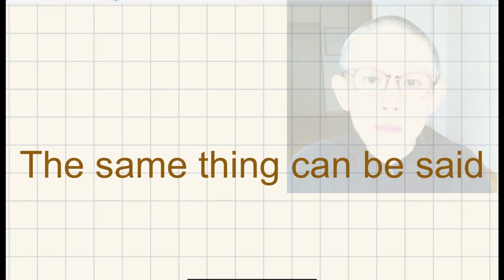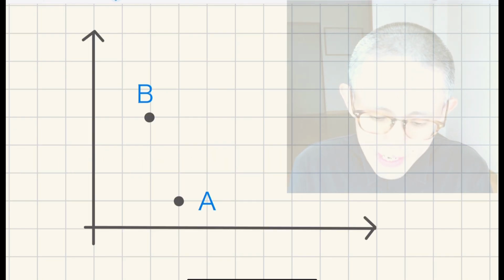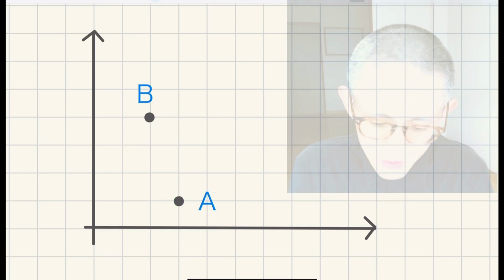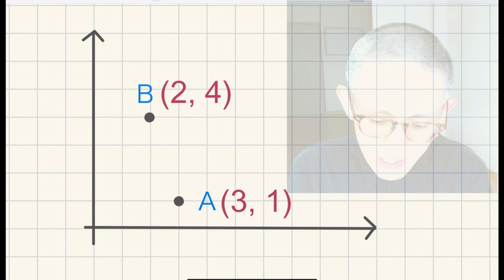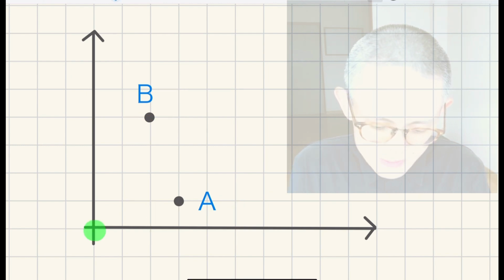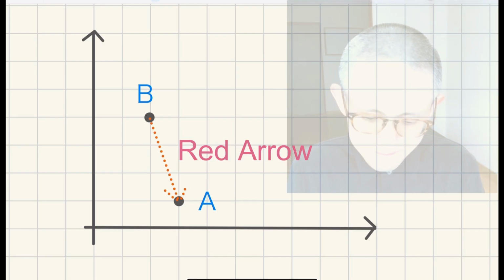The same thing can be said about vector subtraction. There are points A and B on the coordinate plane. A is at 3, 1, and B is at 2, 4. This is the origin. There's a red arrow here.